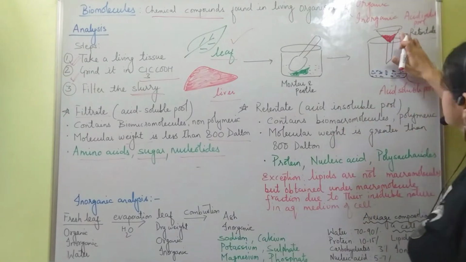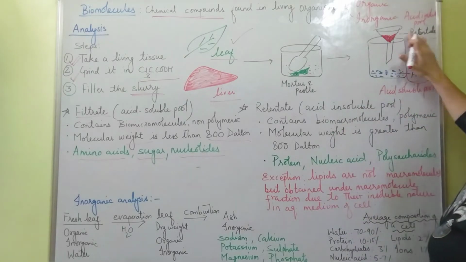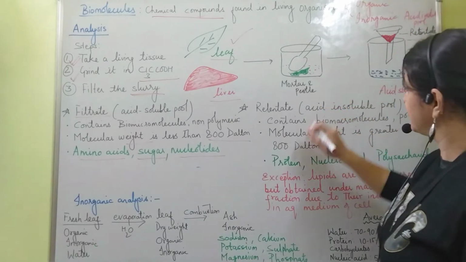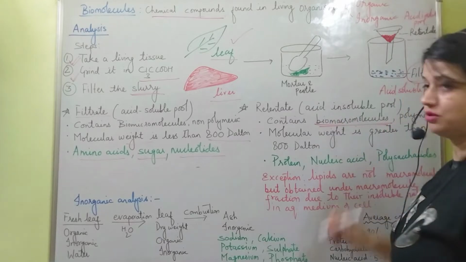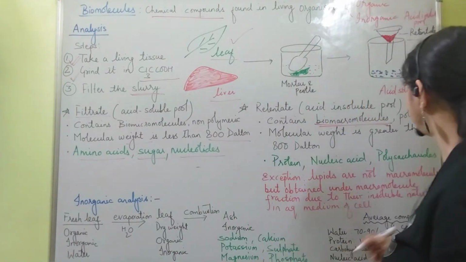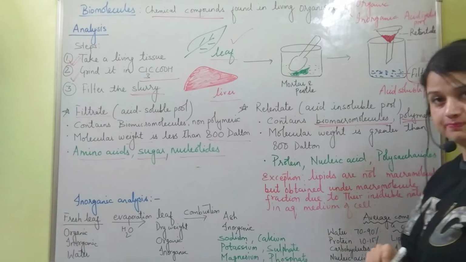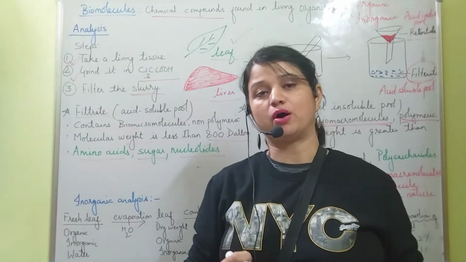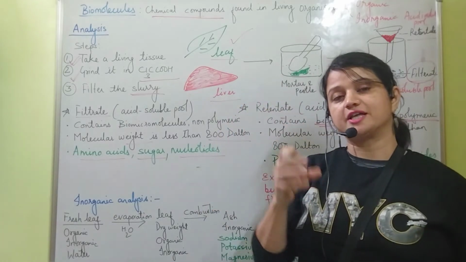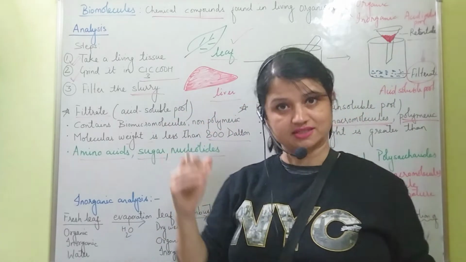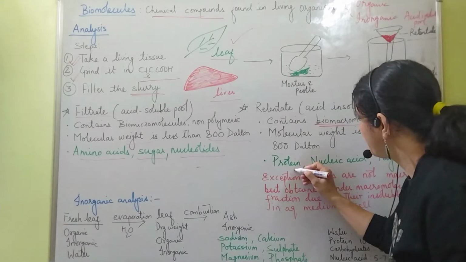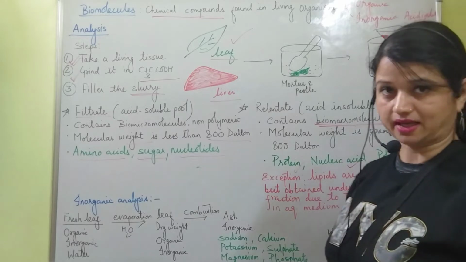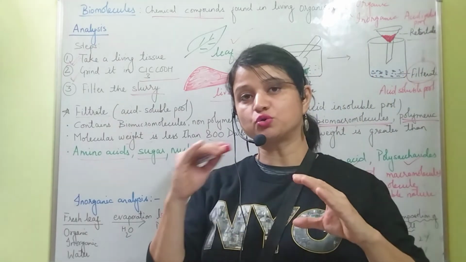Now the substance which remains in the cheesecloth, as I told you earlier, is known as the retentate or acid insoluble pool. It contains biomacromolecules, or we can say they are polymeric substances. Clear? These biomacromolecules are those compounds whose molecular weight is more than 800 Daltons, and it includes proteins, nucleic acids and polysaccharides. Clear? So we will get two parts.